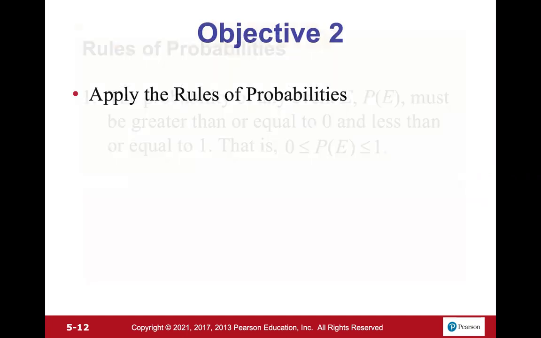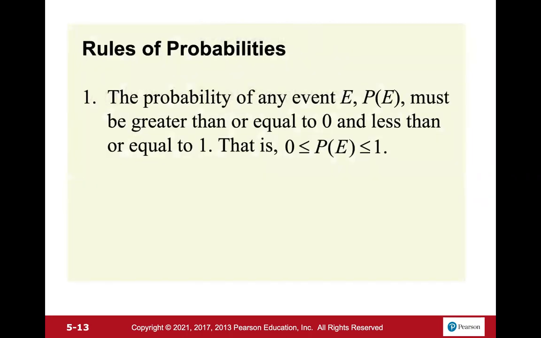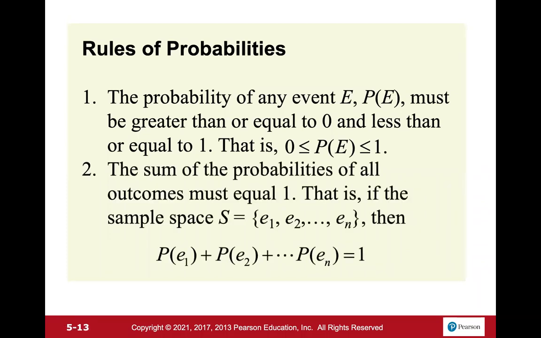Applying the rules of probability. Okay, so rules of probability. The probability of any event E, denoted P of E, must be greater than or equal to 0 and less than or equal to 1. This is inclusive, so 0 is less than or equal to the probability of E, which is less than or equal to 1. The second condition is the sum of the probabilities of all the outcomes must equal 1.